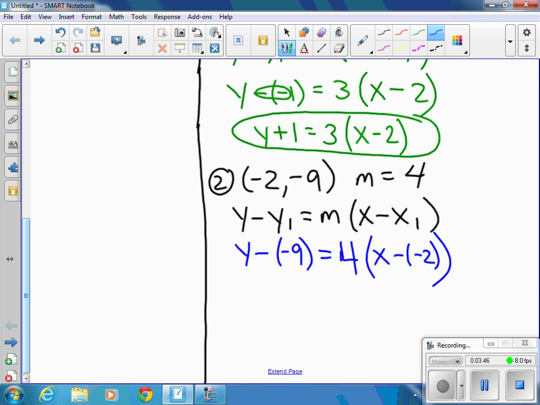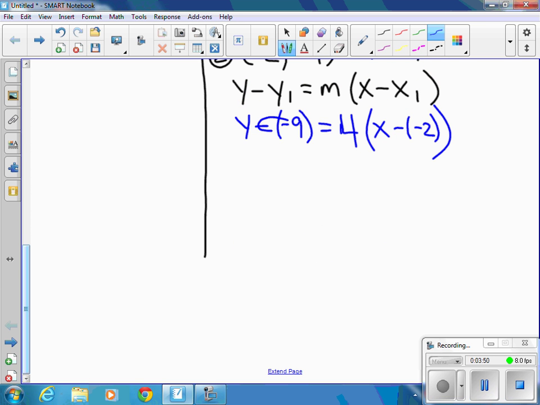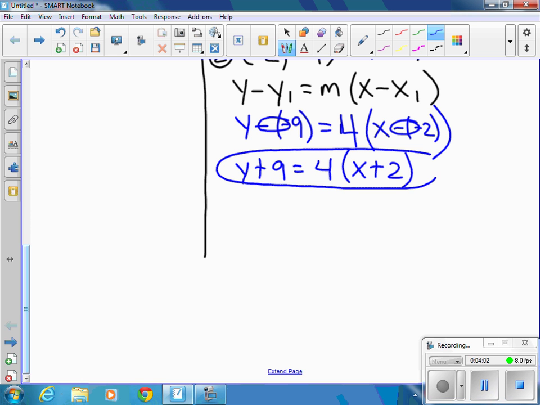So in this problem, we've got 2 sets of double signs to clean up before we can say that we're done. These 2 negatives will turn, and these 2 negatives will turn. So your final answer in point slope form will say y plus 9 equals 4 parentheses x plus 2. And now you're done with leaving it just like this. So it's an easy formula and an easy process after you figure out where you're putting your numbers and what you need to do to it.